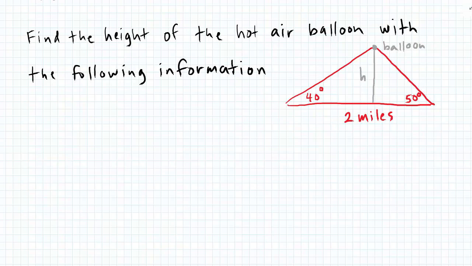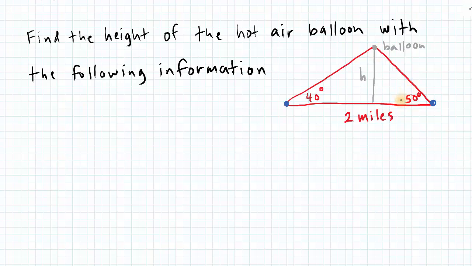Let's solve this balloon problem. We want to find the height of the balloon given two observers. One observer is here that sees the balloon with an angle of elevation of 40 degrees. Observer 2 is over here, and that observer sees the balloon at an angle of elevation of 50 degrees.